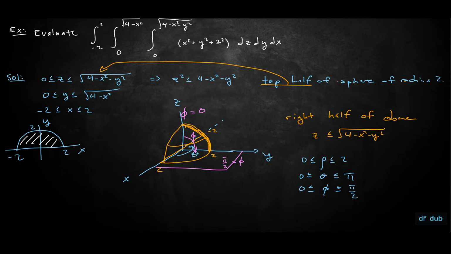So this is actually going to be really easy to translate to spherical coordinates. It's going to be integral 0 to pi for theta, integral 0 to pi over 2 for phi, integral 0 to 2 for rho. And the integrand is rho squared, and the dv is rho squared sine phi d rho d phi d theta. So let's do that integral.